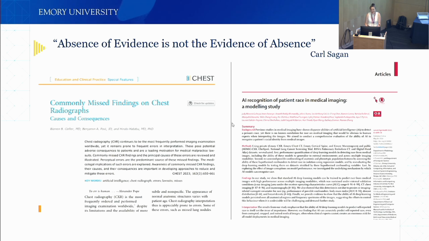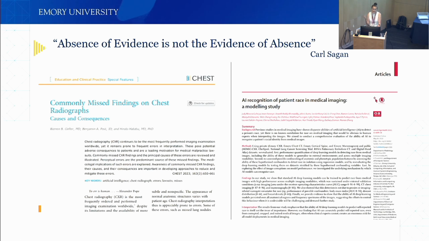But this is something that was drilled into me. Absence of evidence is not evidence of absence. Just because we don't see things on X-rays or we don't find things on X-rays doesn't mean it's not there. It just means we don't see it. There are two ways for this. One of them is missed findings.